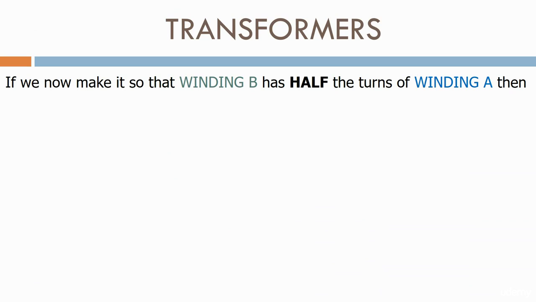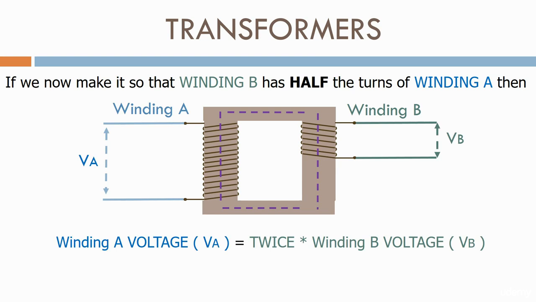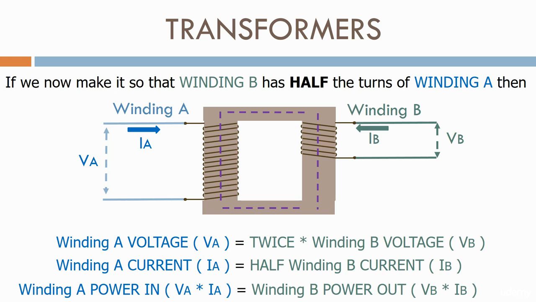If we now make it so that winding B has half the turns of winding A, then winding A voltage VA equals twice winding B voltage VB. Winding A current IA is now half winding B current IB. Because the power is the product of the voltage and the current, winding A power in still equals winding B power out.